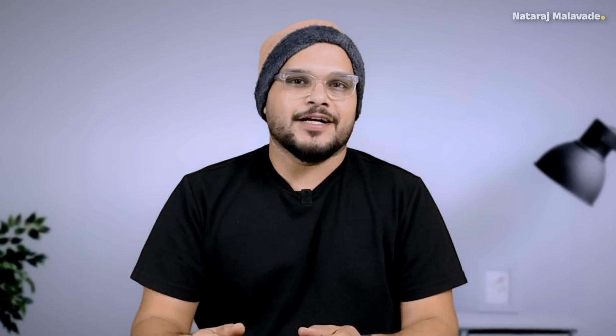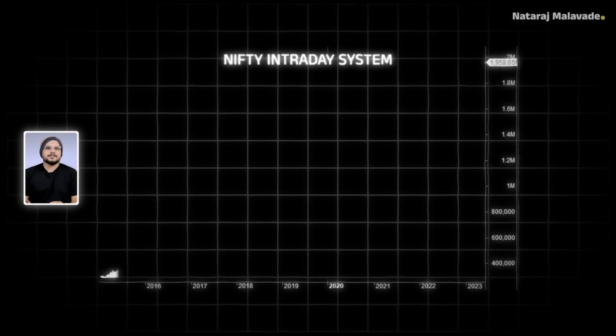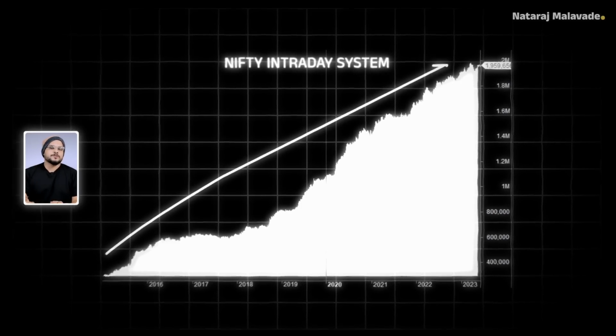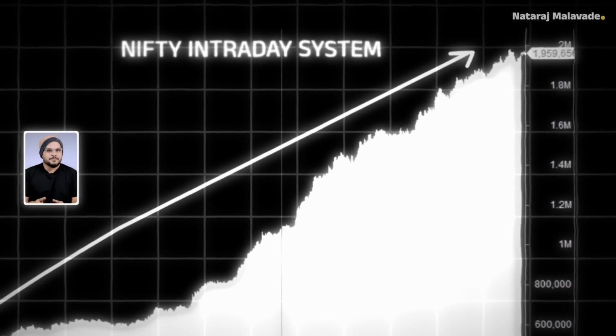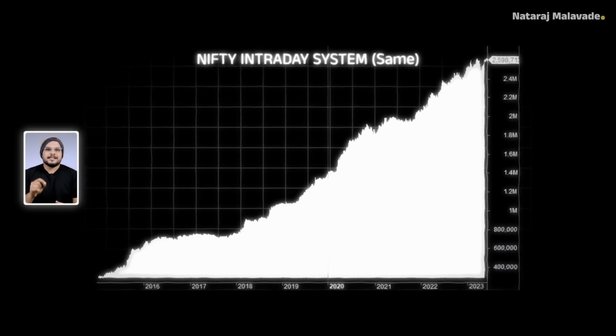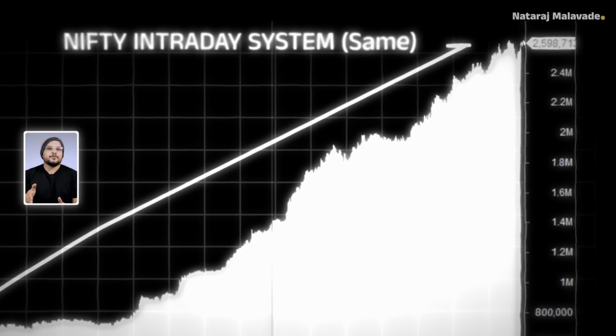Let's take a look at this chart. It's the outcome of Nifty intraday system over the past 10 years. And initially a capital of 3 lakh rupees grew to approximately 19.6 lakh rupees in this case. But now let's check this chart. So basically here we are using the same strategy. At the same time here 3 lakh rupees became 25 lakh rupees.